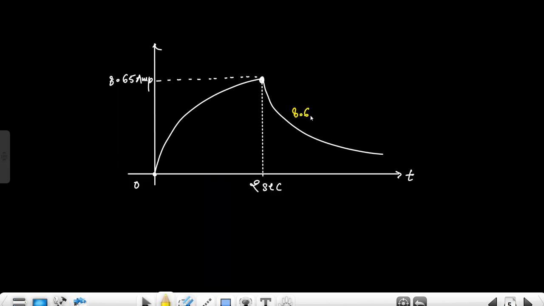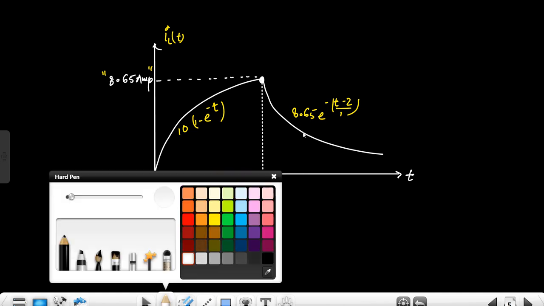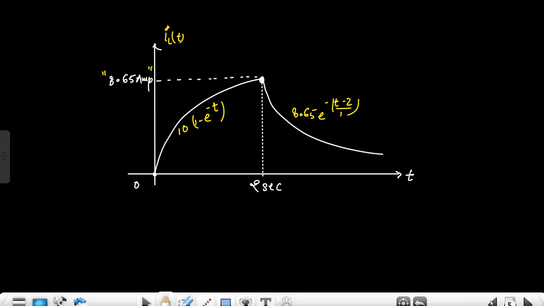Here it is following the equation 8.65 e raised to power minus of t minus of 2 divided by 1, and here it is following the equation that is 10 into 1 minus e raised to power minus of t. Right. So this is the waveform for the इंडक्टर करंट. अब यहाँ पर अगर किसी भी टाइम इंस्टेंट पे, t greater than 2 सेकंड के बाद किसी भी टाइम इंस्टेंट पे अगर पूछा जाता, तो बेसिकली we will simply substitute that value of that time instant in this expression, right. So यहाँ पर this is the inductor current waveform.